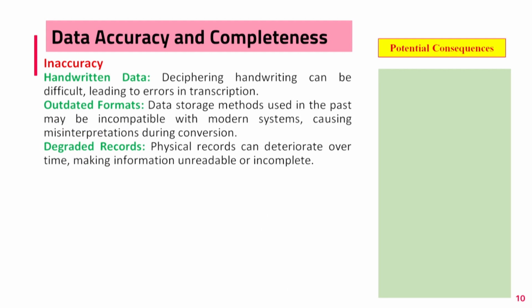The first point is data accuracy and completeness. Dear learners, the formats of a particular resource can be different. It can be a handwritten format, or it can be data which is already outdated, or it can be in the form of degraded records. Any of these three categories a particular document can include. In all these areas you will have some challenges when you decide to have a retrospective conversion.